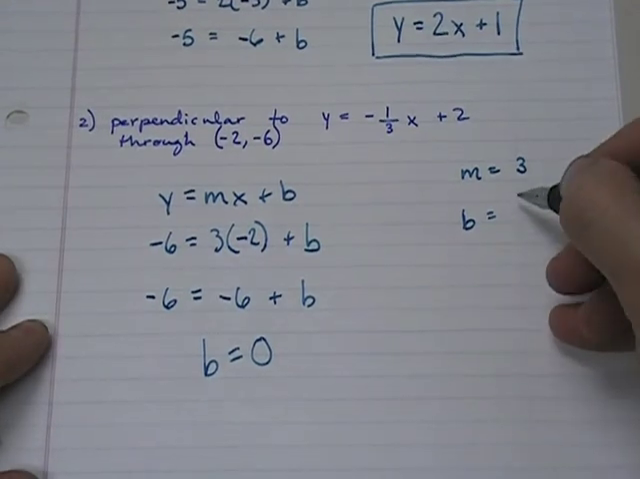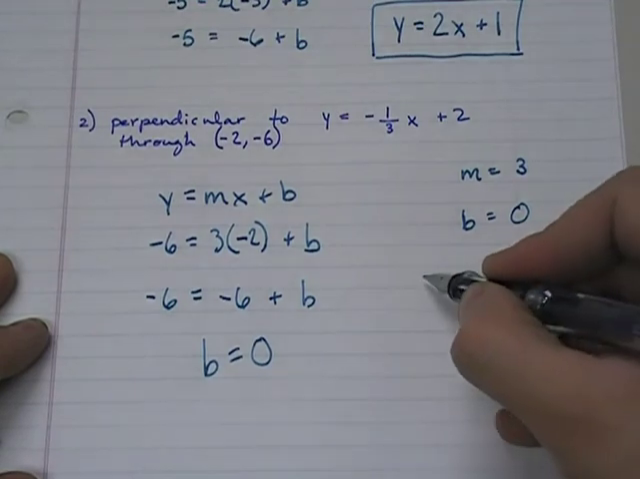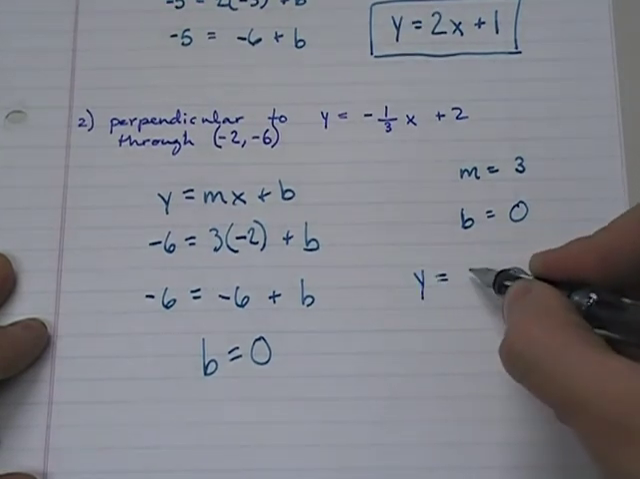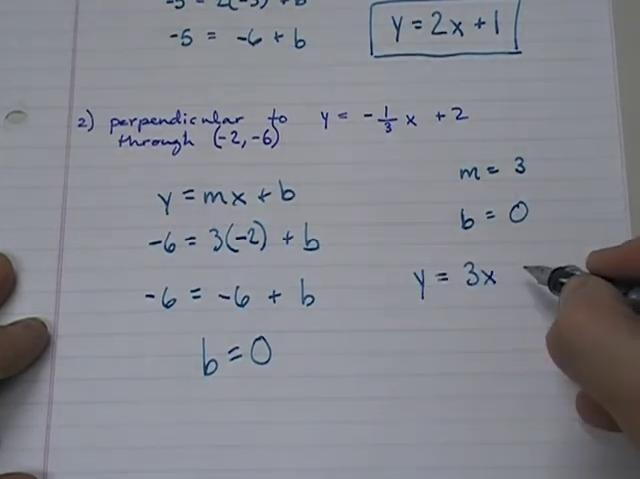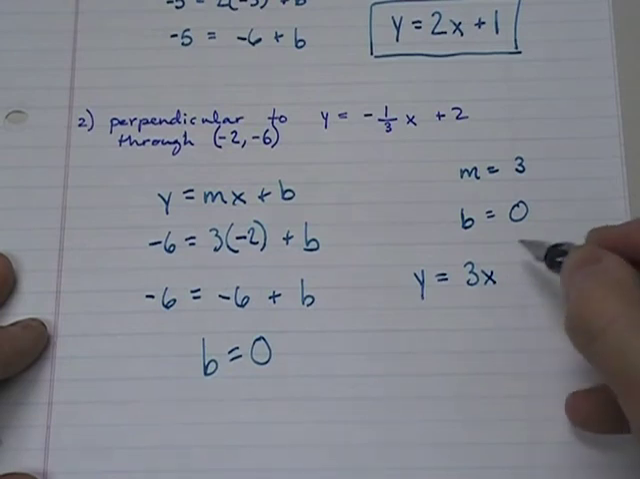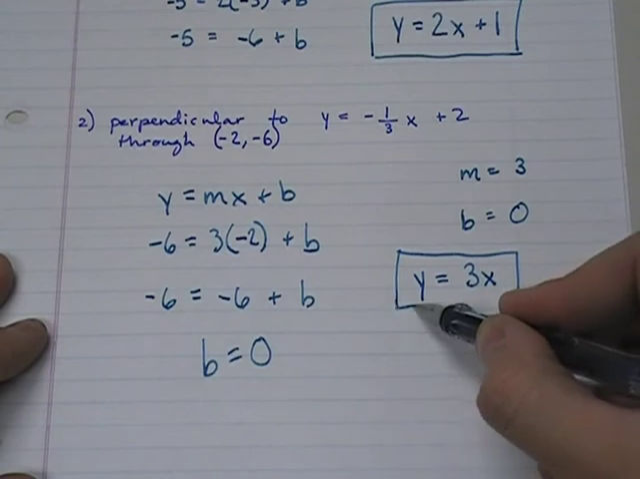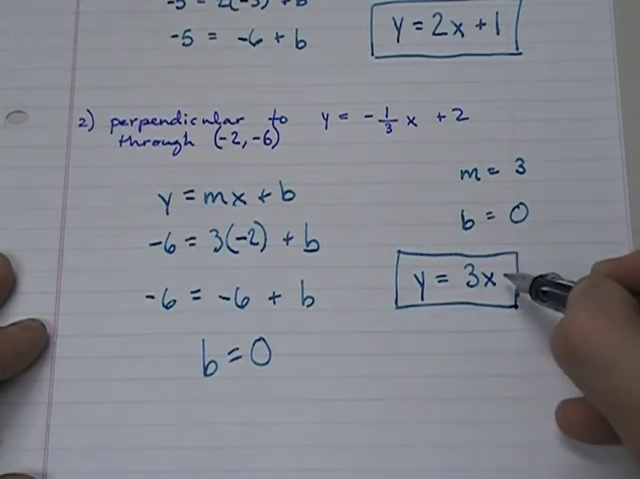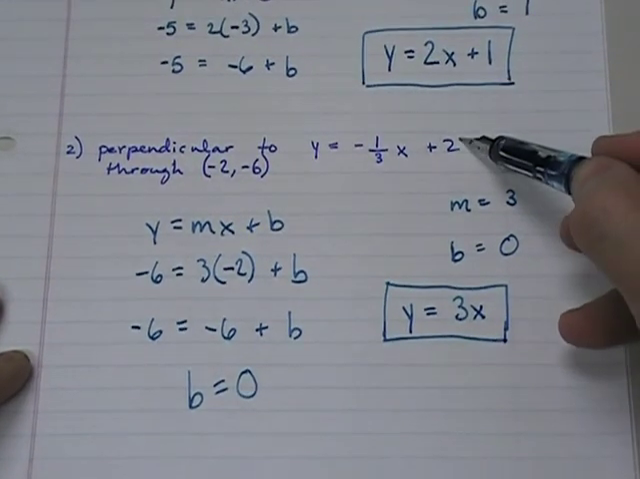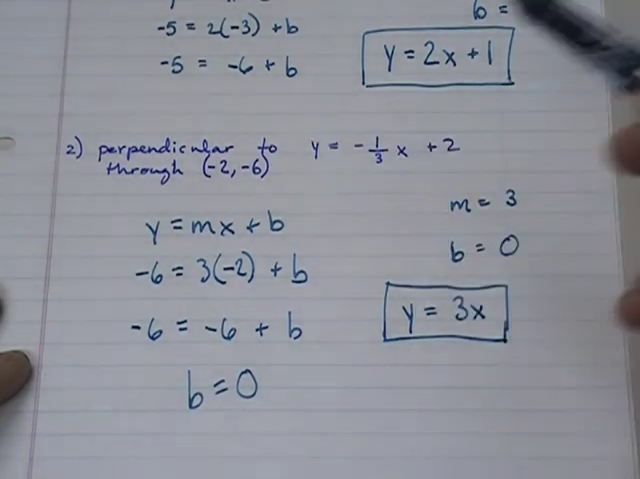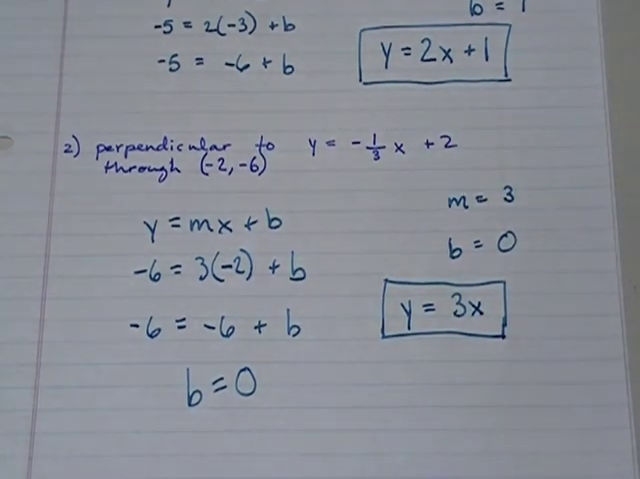So if m is 3 and b is 0, I can write my equation y equals mx plus b. And I don't write the plus 0 because if there's no number there, it's inferred to be 0. And so that equation would be perpendicular to that and through that point. And you can check this on your graphing calculator.